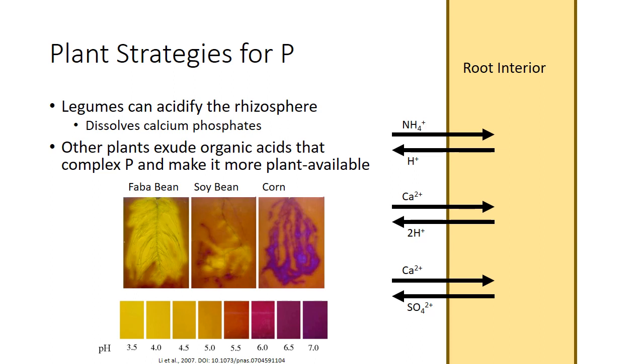Now, some plants also exude organic acids that will make phosphorus more available. So citrate is one example of an organic acid that plants can exude to make precipitated phosphorus suddenly become soluble and go into the soil solution so that the plant can take it up. So there's lots of strategies used by plants, and these are just some examples.